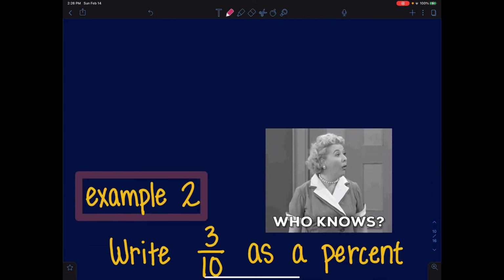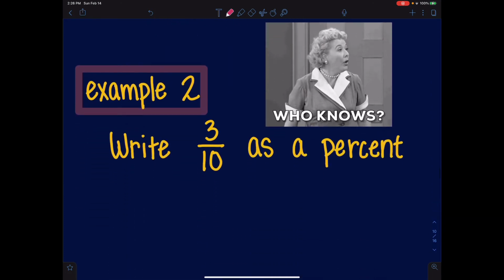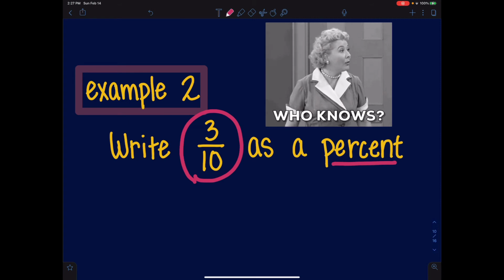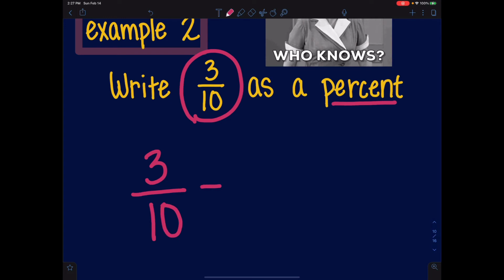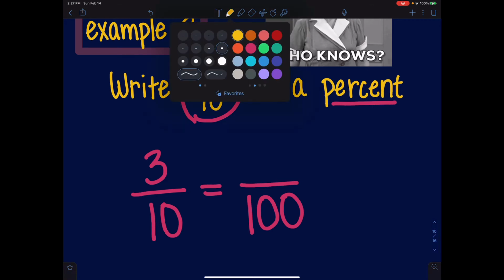All right, let's do example 2. Write 3 over 10 as a percent. All right, so this, Lucy's friend, Ethel, she's saying, who knows? She doesn't know how to do that, but you are going to know how to do it. But look at what's different about it. It's not 3 over 100, it's 3 over 10. So the first thing we need to do is change 3 over 10 into something over 100.